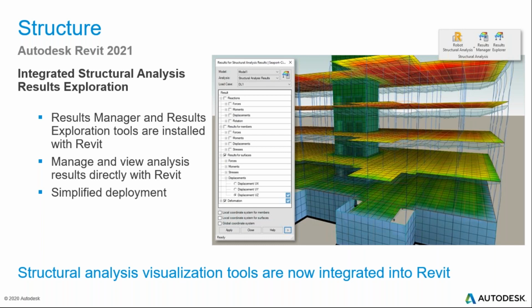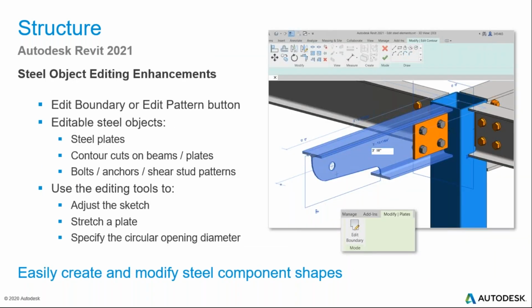So it again simplifies the deployment process and provides the right visualization tools for structural engineers within the Revit environment. Again, as part of our core focus on steel detailing in Revit, we have provided extended capabilities to help modify steel elements or connections. So today in Revit 2021, to change the shape of a plate, you can just simply select the plate, press the edit boundary button and stretch one of the plate's edges to the desired location.